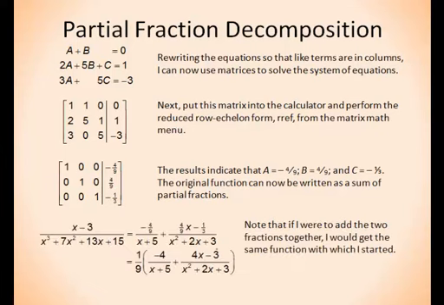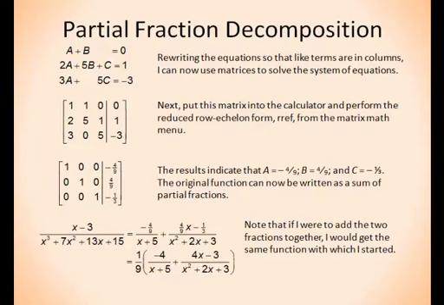And now I can write my original rational function as this partial fraction decomposition. I can factor out a 1/9 out of both of these terms and make it look a little bit simpler. If I were to add these two fractions together and multiply by this 1/9, I would get this function back again.